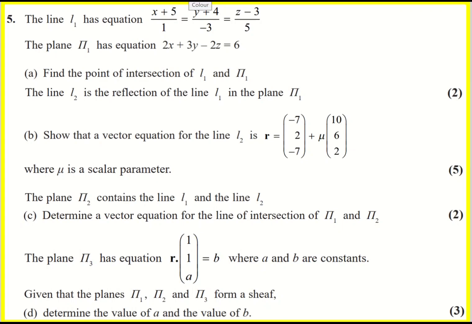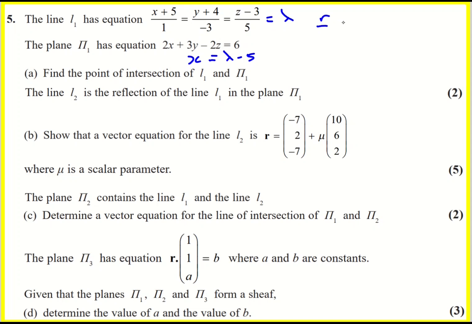Some careful diagrams are needed in this question, but to begin with, we've got L1 written like this, and I'm going to write it in vector form because that is going to get x, y, and z in terms of a parameter. So we can say that because these are all equal, the parameter is going to be lambda, and then rearrange each one. I'm just going to show the first one. So we could rearrange x, so x is equal to lambda minus 5.